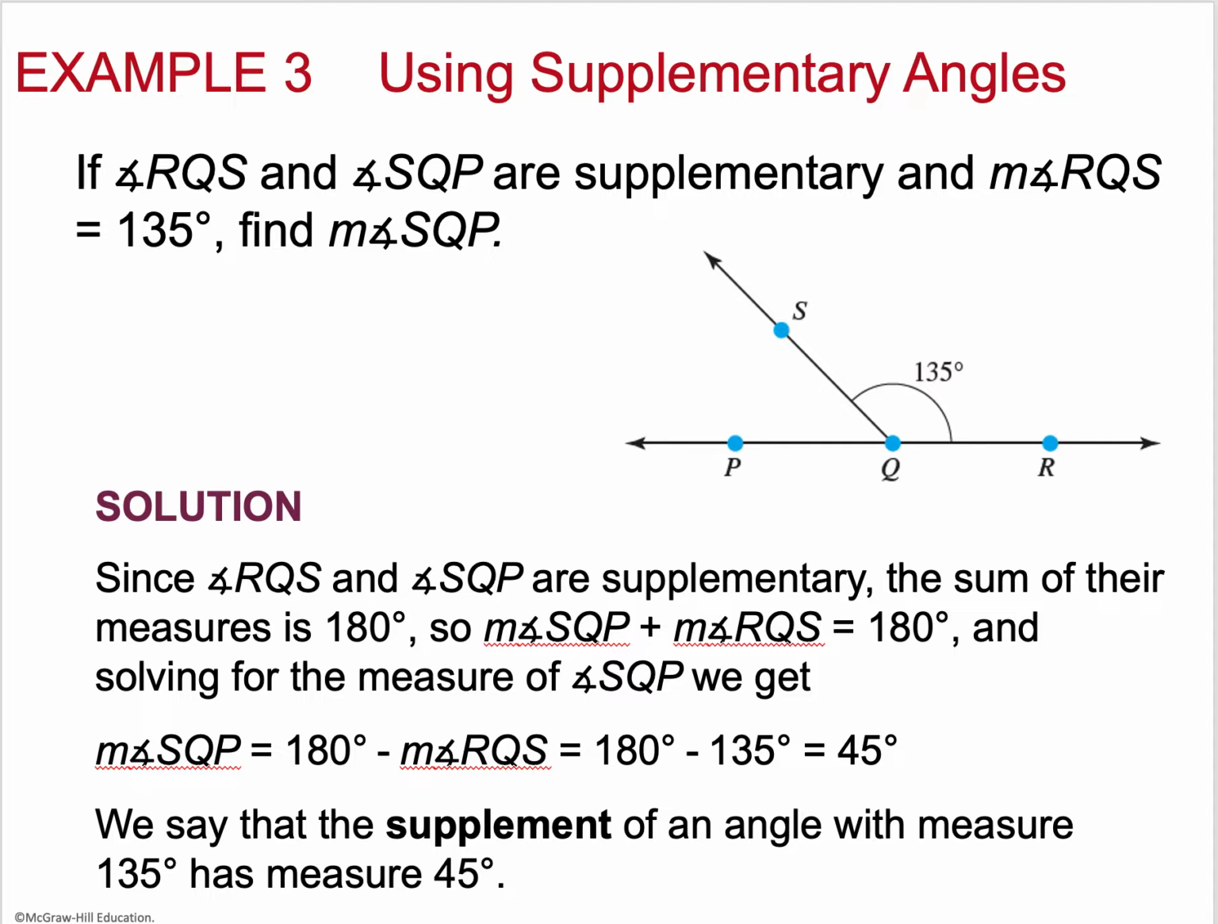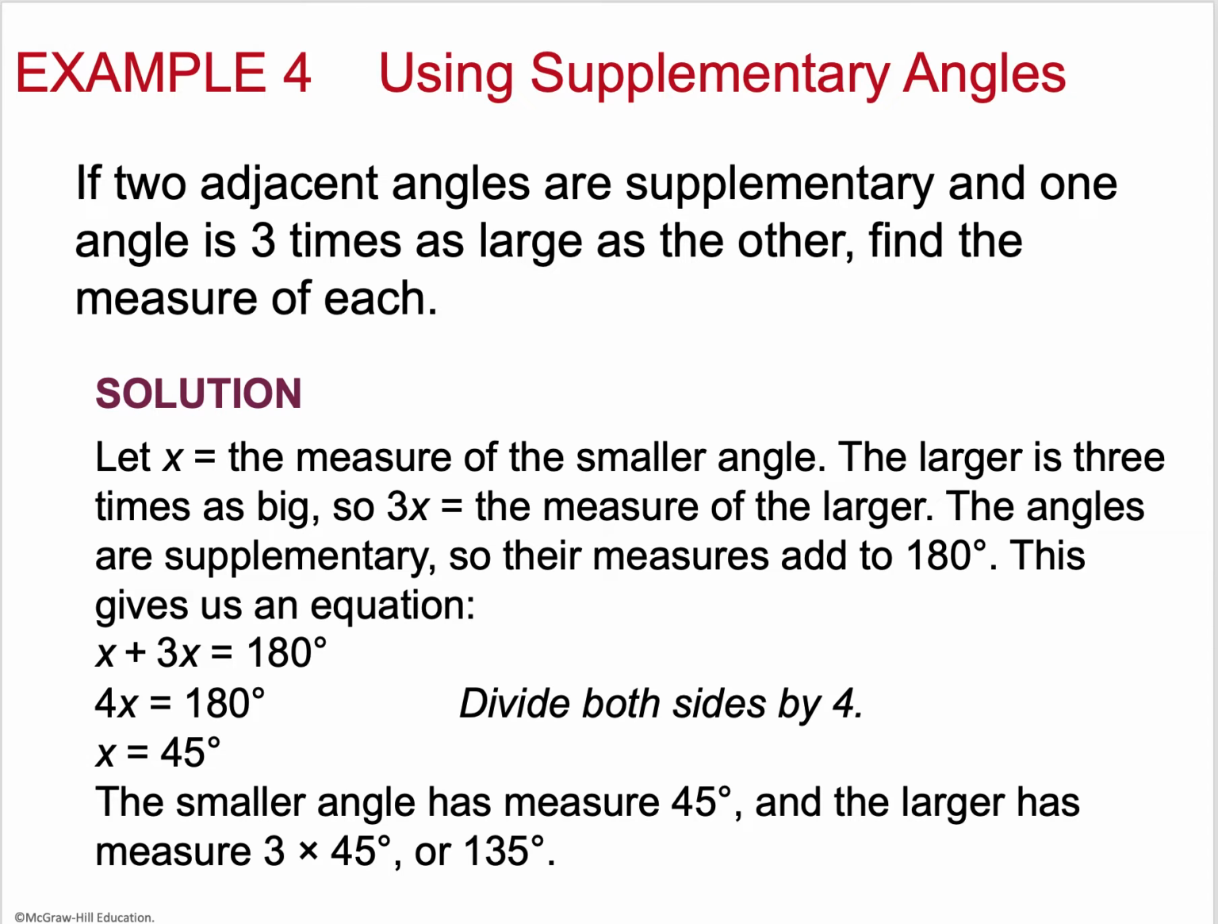The same thing happens here in the problem where they give me 2 adjacent angles, they share a vertex, and it says, hey, these 2 things are supplementary, which means that 135 plus angle PQS equals 180. And so to solve that, I'm going to do 180 minus 135, which tells me the supplementary angle has a measure of 45 degrees.